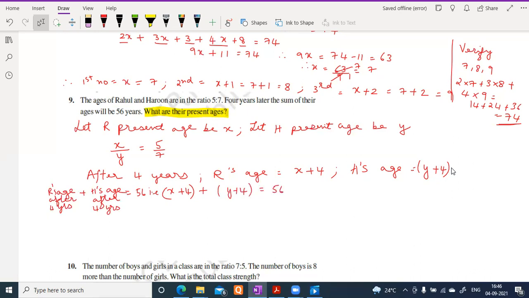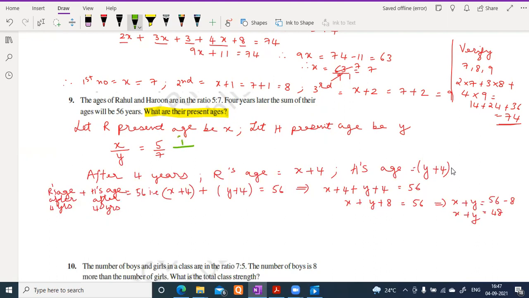So let us open the brackets. So x plus 4 plus y plus 4 is equal to 56. So x plus y plus 8 is equal to 56, which implies x plus y equals 56 minus 8, which is nothing but 48, right?